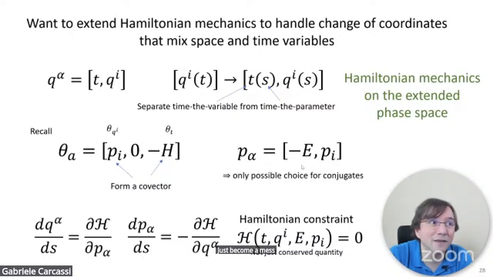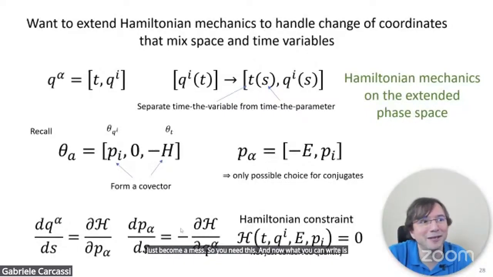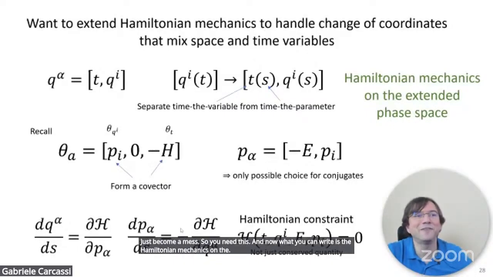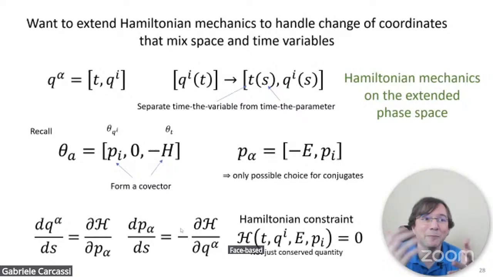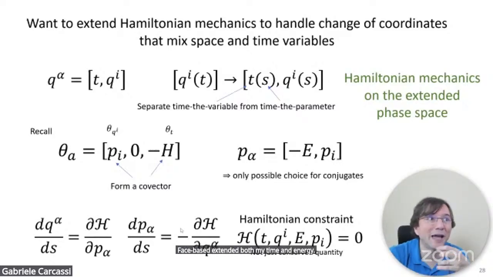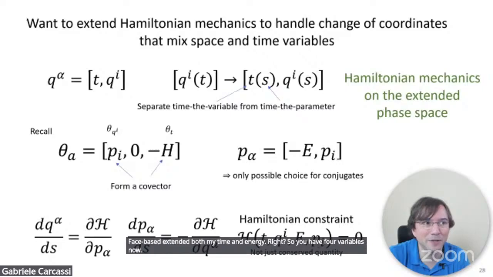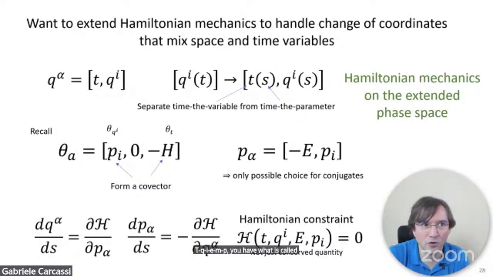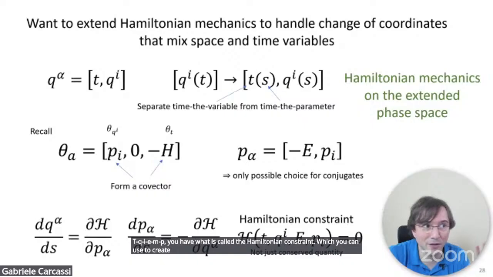So you need this, and now what you can write is the Hamiltonian mechanics on the phase space extended both by time and energy, right? So you have 4 variables now, t, qi, e, and p. You have what is called a Hamiltonian constraint, which you can use to write the laws of evolution, but it's also a constraint.